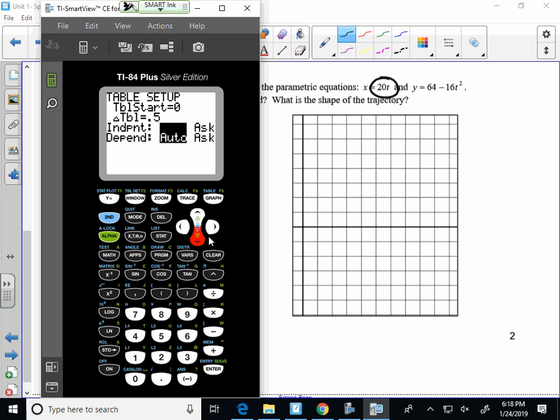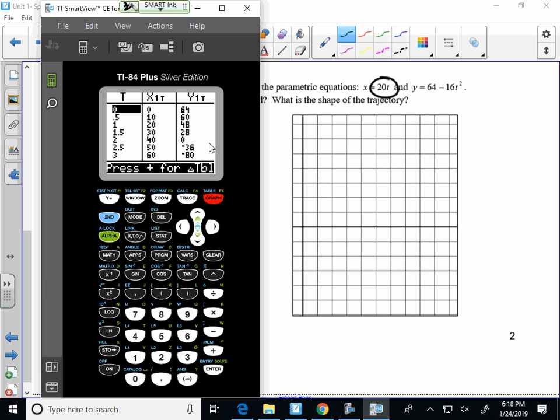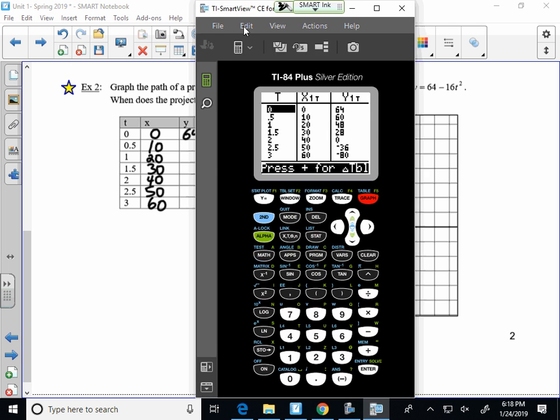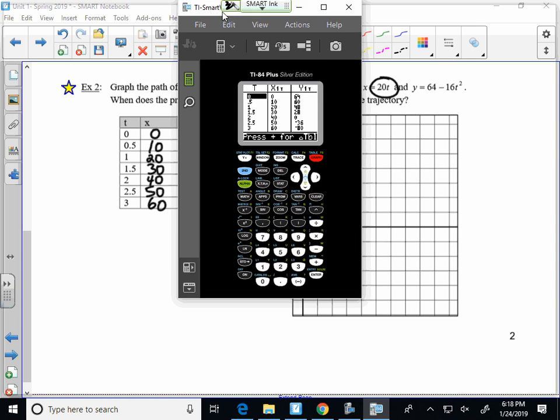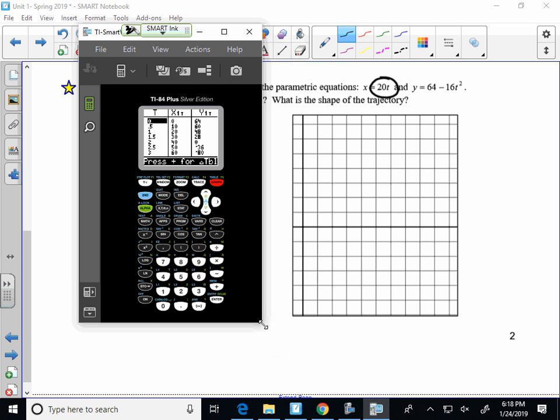Again, I think I mentioned this, maybe I didn't. In your table setup, always on auto. Never a reason for it to be on ask. If somebody tells you to put it on ask, it's because they don't know anything about the calculator. All right.